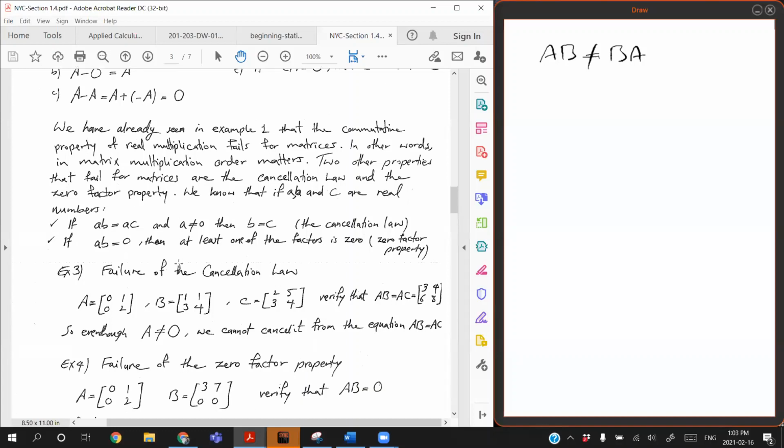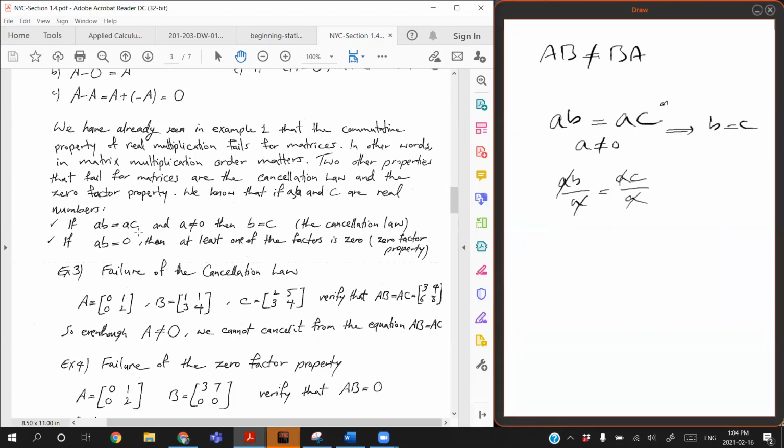And here I have reminded you of these two properties. The cancellation law says that if you have two numbers, AB is equal to the product AC, as long as A is not 0, you can just cancel that from both sides of this equation. So as long as A is not 0, you can divide both sides by A. AB over A is equal to AC over A, and then cancel the A's. You get B is equal to C.